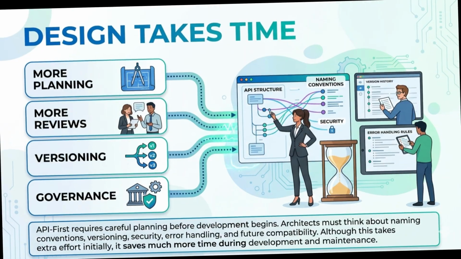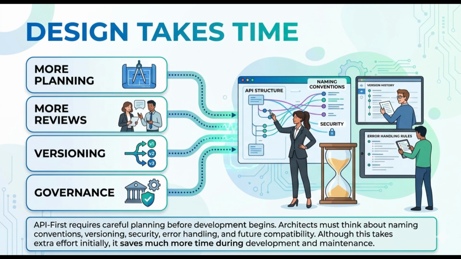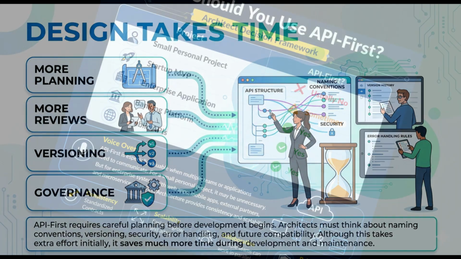API-first requires careful planning before development begins. Architects must think about naming conventions, versioning, security, error handling, and future compatibility. Although this takes extra effort initially, it saves much more time during development and maintenance.